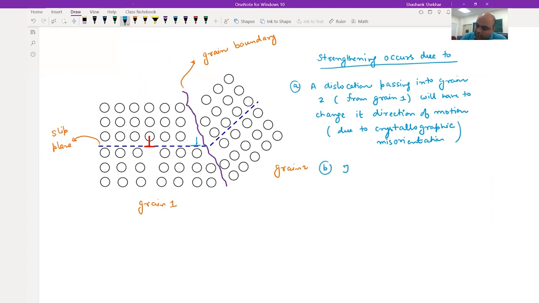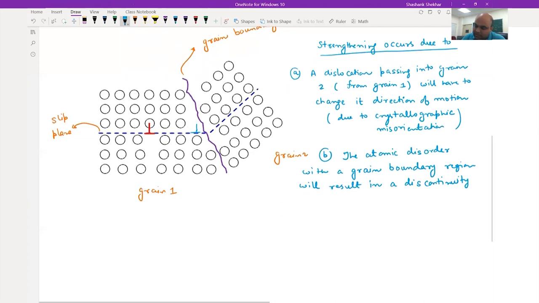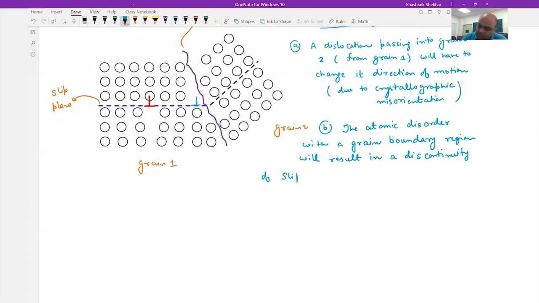And point number two is the atomic disorder within a grain boundary region will result in a discontinuity of slip plane from one grain to another. That means grain 1 to grain 2.